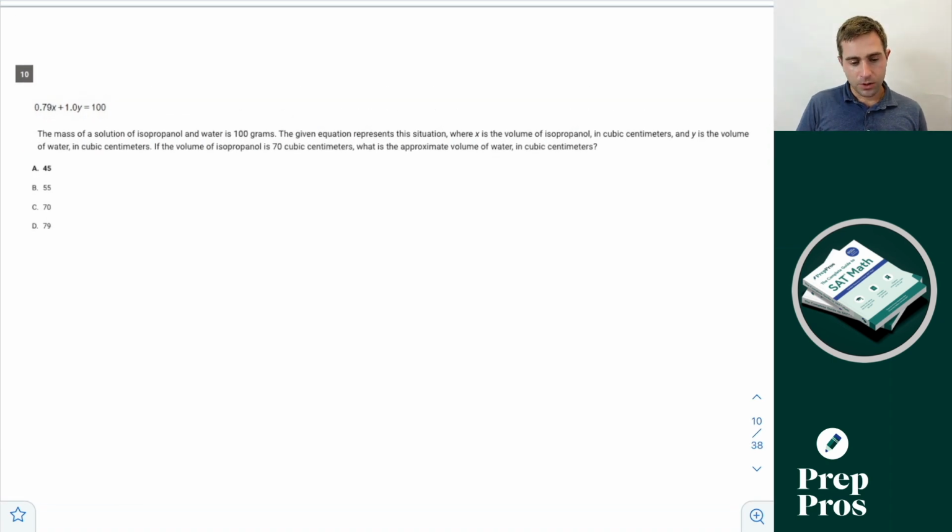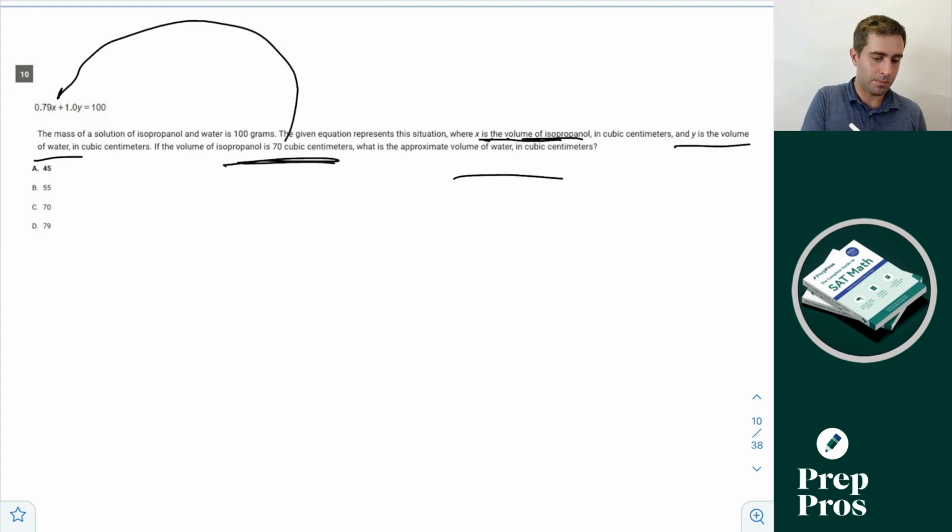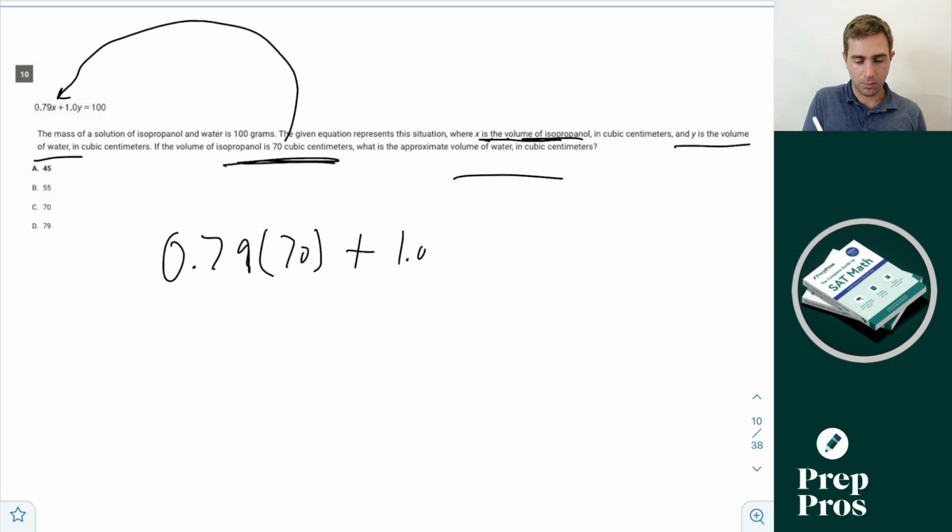The mass of a solution of isopropanol and water is 100 grams. The given equation represents a situation where x is the volume of isopropanol and y is the volume of water. If the volume of isopropanol is 70, what is the volume of water? Well, we were told that isopropanol is x, so I'm going to pop 70 in for x. So I'm going to do 0.79 times 70 plus 1.0y is equal to 100. And then we just get to solve this from here.